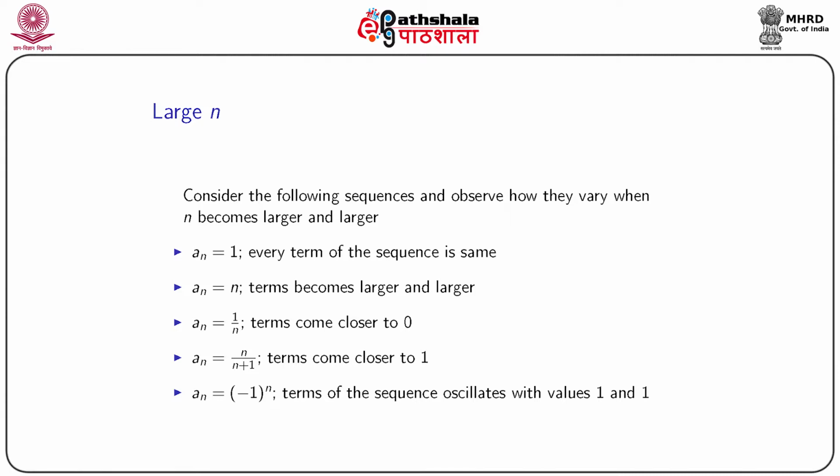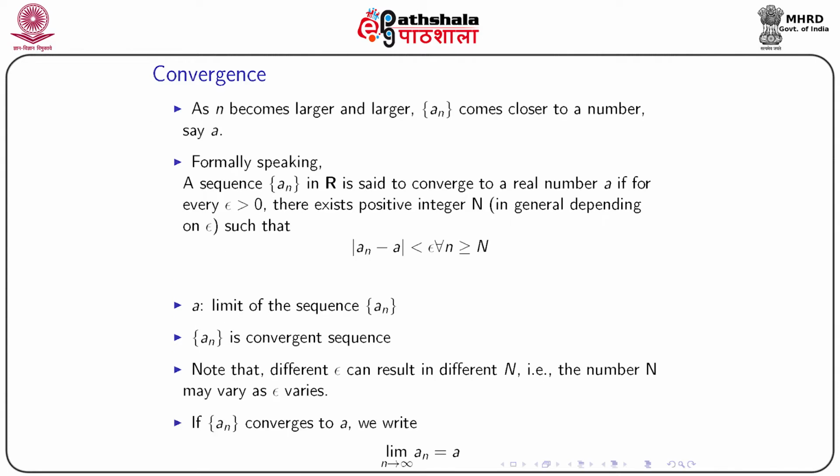And the last one, we take an as minus 1 to the power n. Now all the terms of this sequence oscillate. When n is even, it's plus 1. When it is odd, it's minus 1. So terms of the sequence oscillate with values 1, minus 1 and plus 1. Now as n becomes larger and larger, an comes closer to a number, say a, if the sequence is convergent.